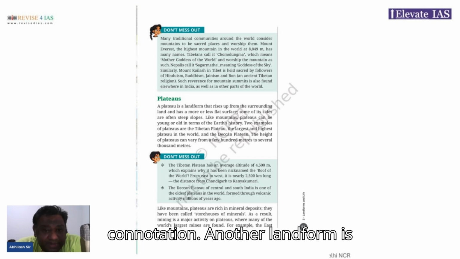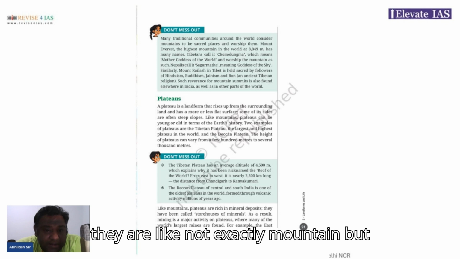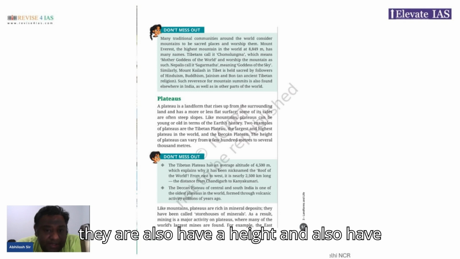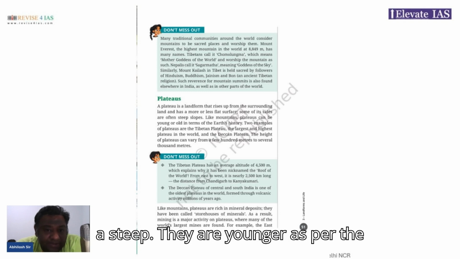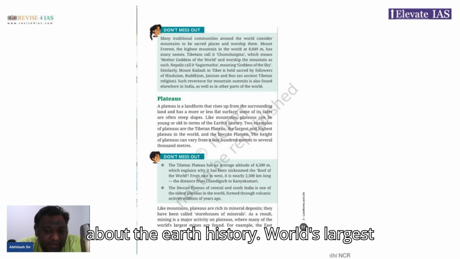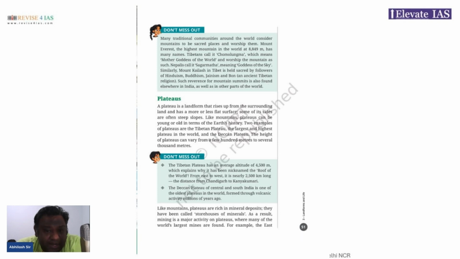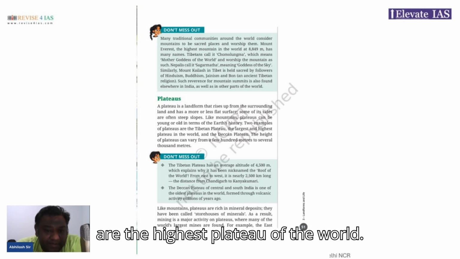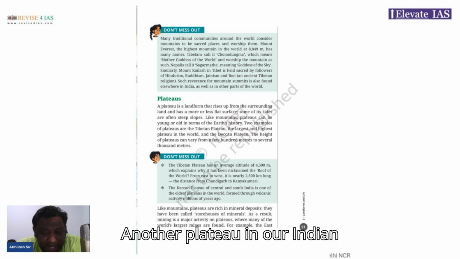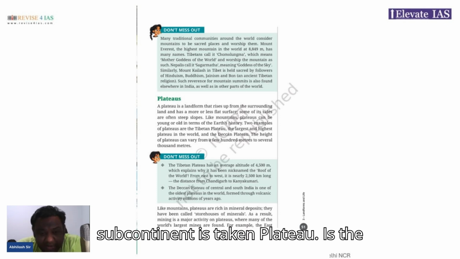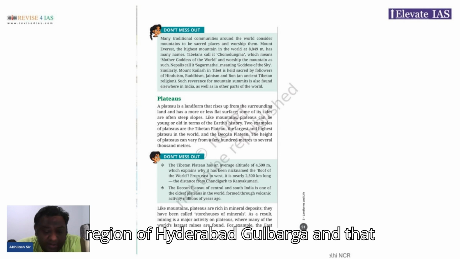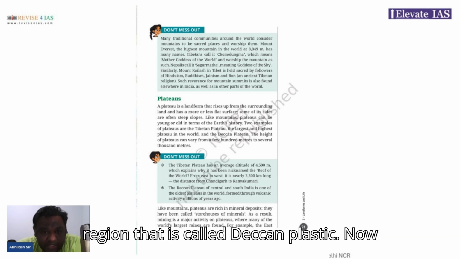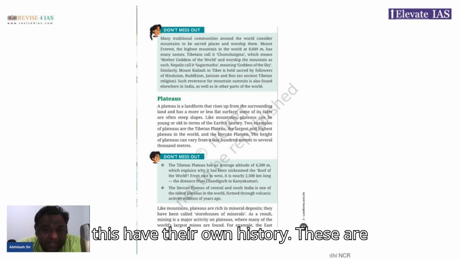Another landform is plateaus. Plateaus are not exactly mountains, but they also have height and also have steep sides. They are young and old as per Earth history when we learn about it. The world's largest and highest plateau is the Tibetan Plateau. Another plateau in our Indian subcontinent is the Deccan Plateau. This is the region of Hyderabad, Gulbarga, and that region is called the Deccan Plateau. These have their own history.